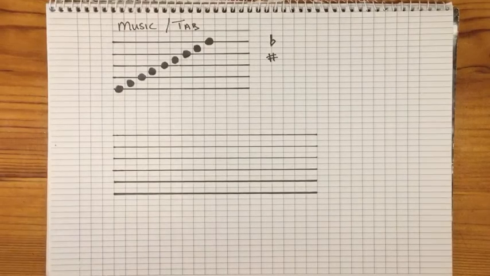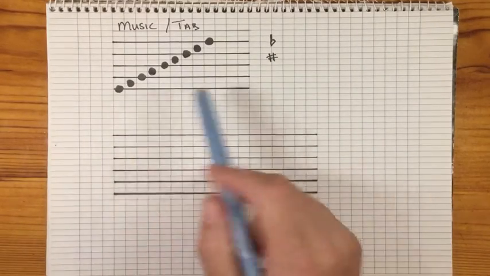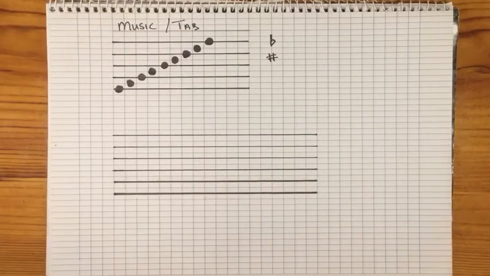This is a very, very brief little video regarding music and tablature. At the top here you can see these little dots. These are notes. You get a variety of different note shapes depending on the time signature.